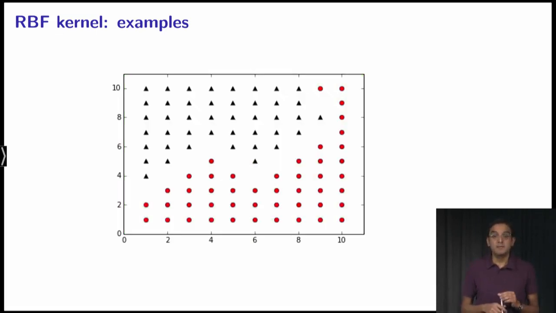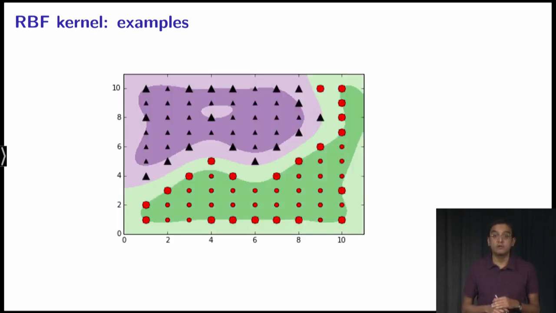Here's another binary classification problem. This one is a lot more tricky. Okay, so if we wanted to use a polynomial kernel for this, we would need a pretty high degree polynomial. But the RBF kernel has no problem at all. And this is the decision boundary it comes up with. Okay, perfectly separates the data.